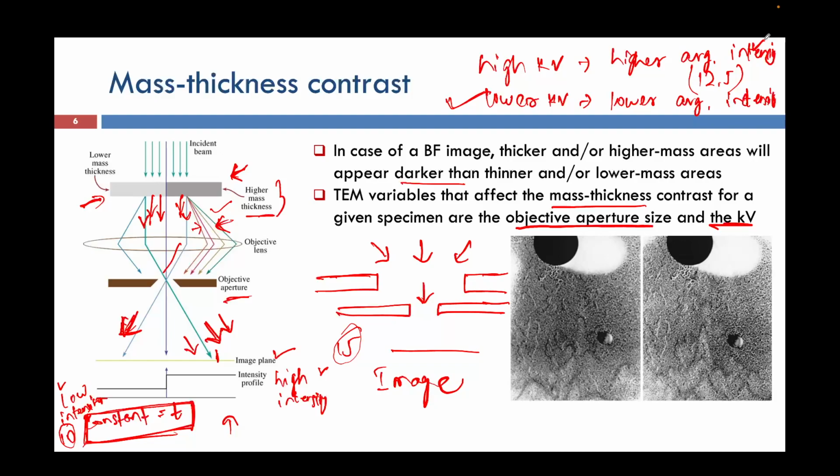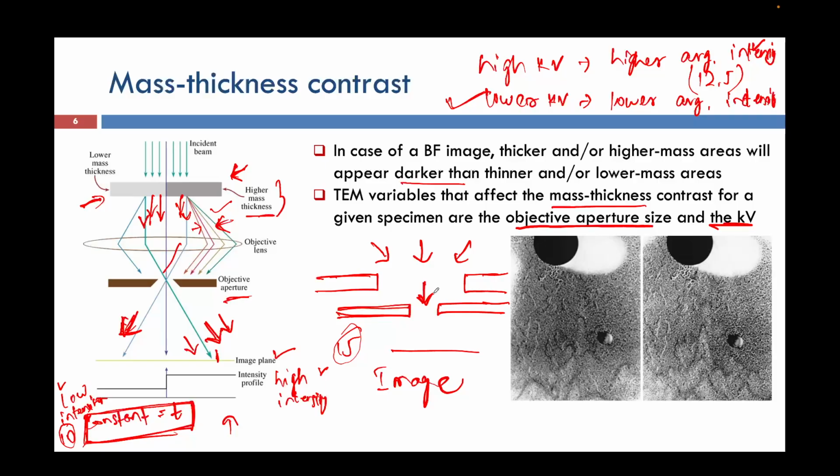To counter that, when we are reducing the objective aperture size, then we are collecting fewer electrons. When we are collecting fewer electrons, only the electrons which are coming, either the direct electrons or the electrons which are getting focused from the lower mass thickness area, will be collected, right? And that is how we will get a lower average intensity in the image. And once we get the lower average intensity in the image, our contrast will also be very good. So that is what the TEM variables are.